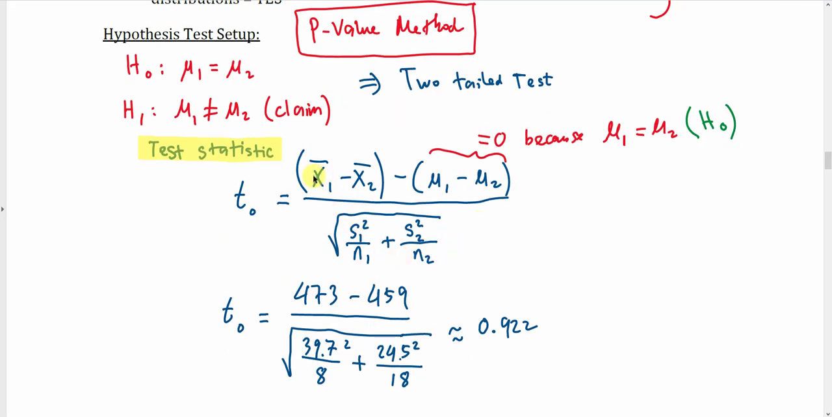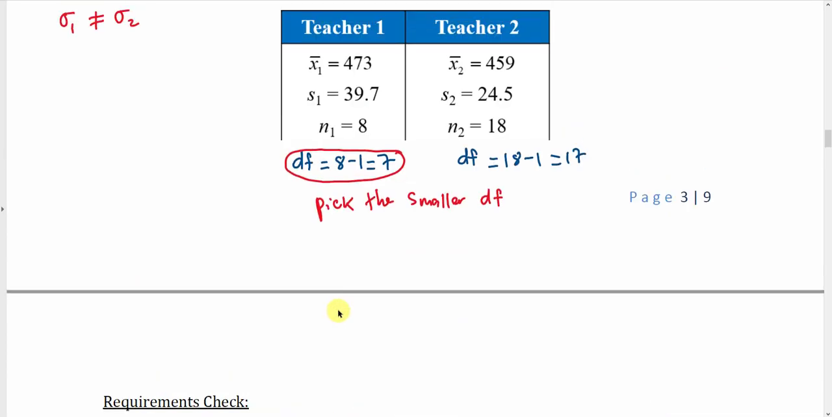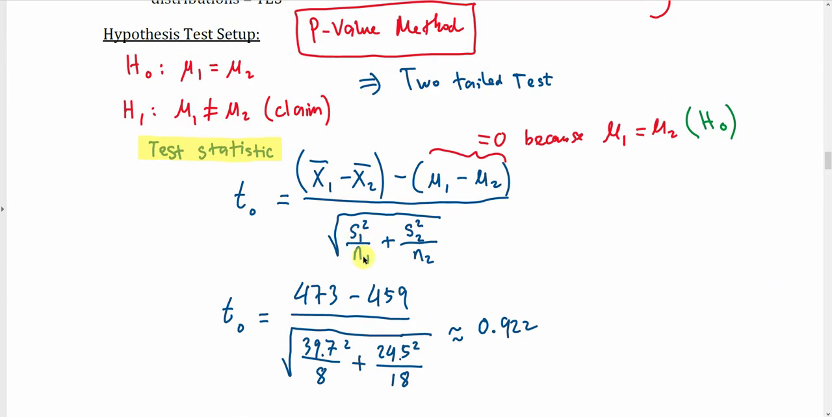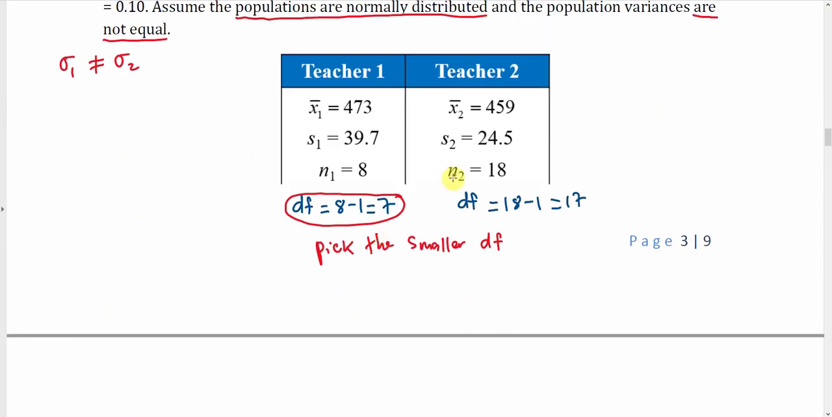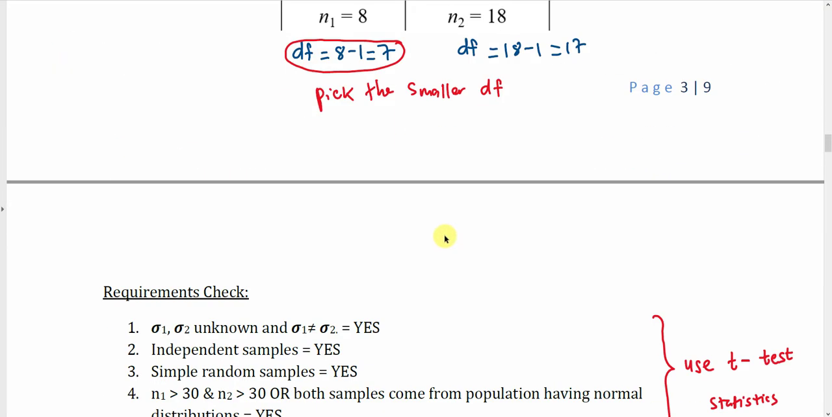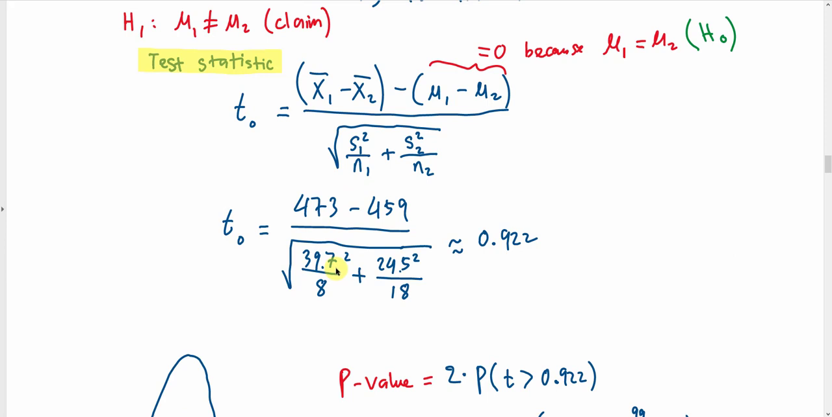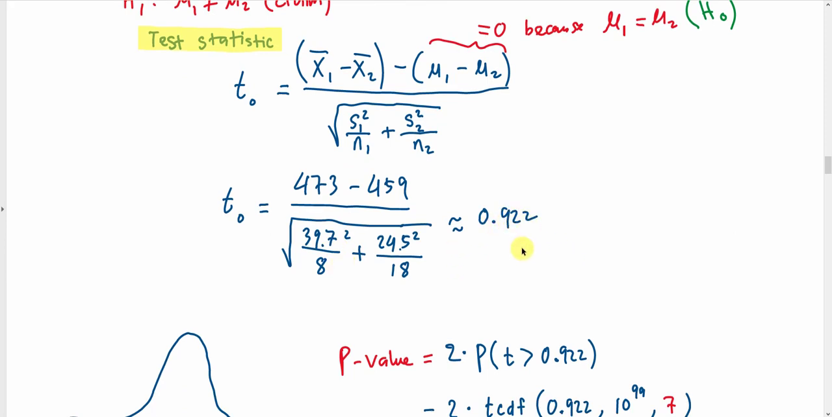On the top we have x1 bar subtract x2 bar. We got these values from here. Just plug in s1 and s2, which are given in the problem, and square them, and then n1 and n2 are also given right here in this chart. So we have everything. Just throw them into the formula and find the value, 0.922.